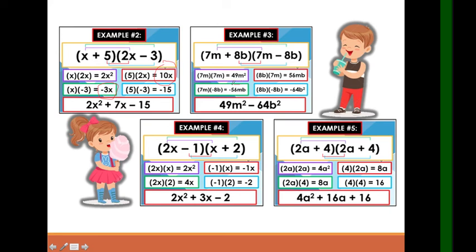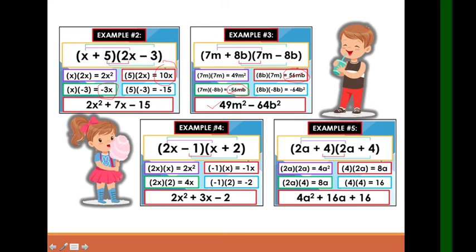Since negative 56 mb tsaka positive 56 mb, pag pinag-add mo dyan, equal to 0 yan kasi they don't have the same sign. 56 minus 56 is 0. Tama? So, ang matitira na lang is 49m squared minus 64b squared. So, ito na yung answer natin. Example number 4.